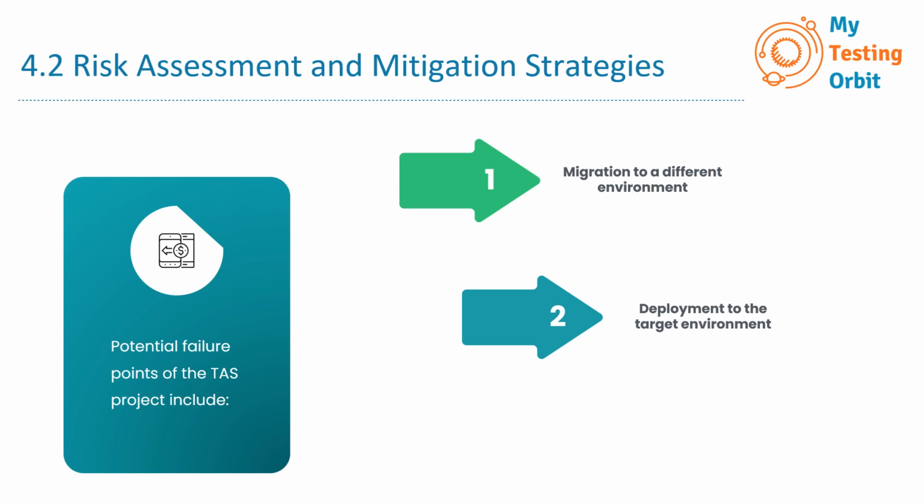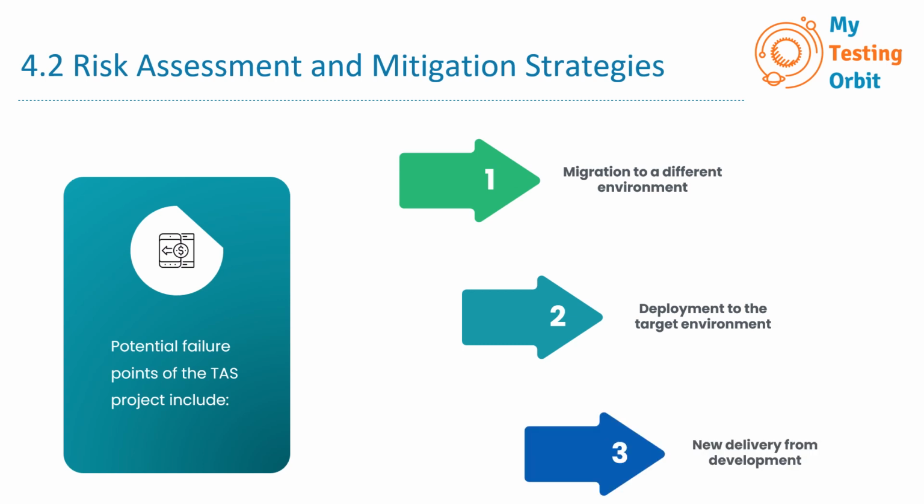Number two, deployment to the target environment. Okay, so deploying the TAS to the target environment where actual testing will take place is a crucial step. It involves setting up the automation infrastructure and ensuring that it operates correctly within the specific environment where the software under test resides.